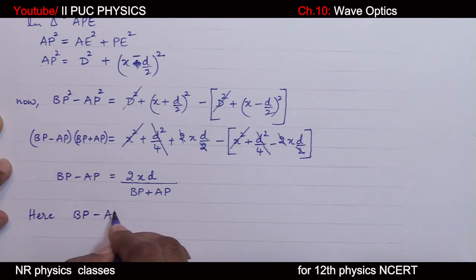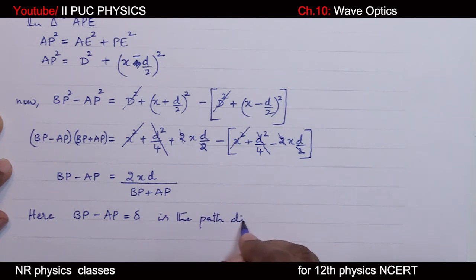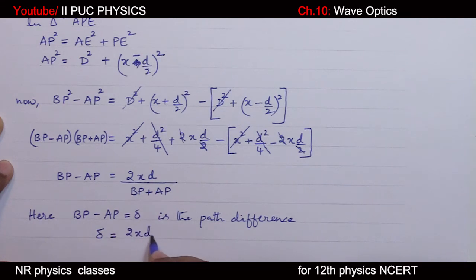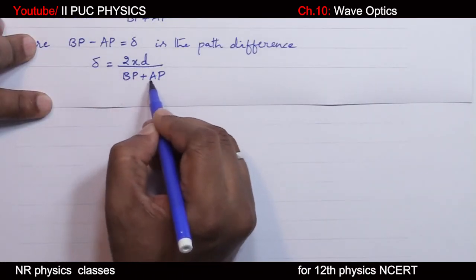BP minus AP equal to delta is the path difference. Therefore path difference delta equal to 2xd by BP plus AP. So this is the expression for path difference: delta equal to 2xd by BP plus AP.